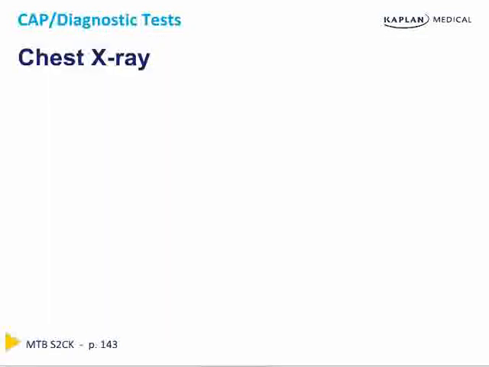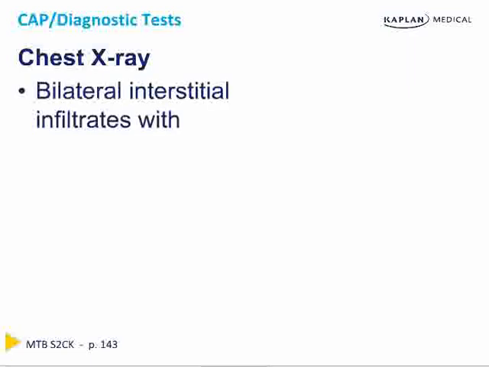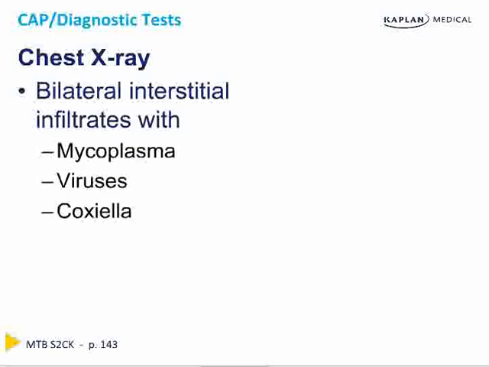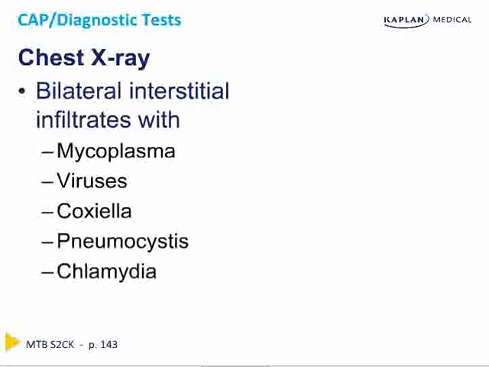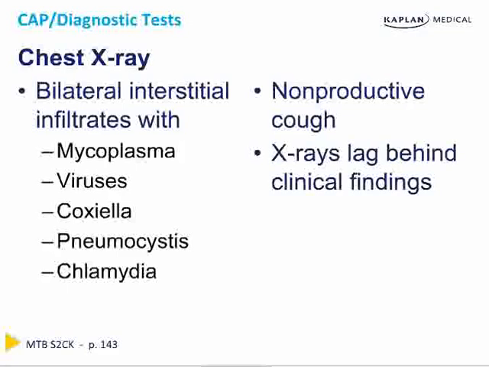While the chest X-ray we just looked at is consistent with a focal, lobar bacterial pneumonia, sometimes the chest X-ray will be much less focal and will actually have bilateral interstitial infiltrates. This is usually seen in Mycoplasma, viruses, Coxiella, Pneumocystis, Chlamydia. These patients, as we've already said, are diagnosed with atypical pneumonias and usually have a non-productive cough, and their X-rays can actually lag behind the clinical findings.